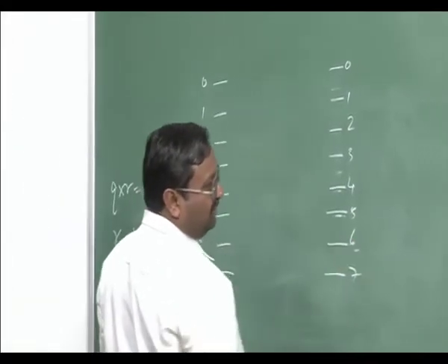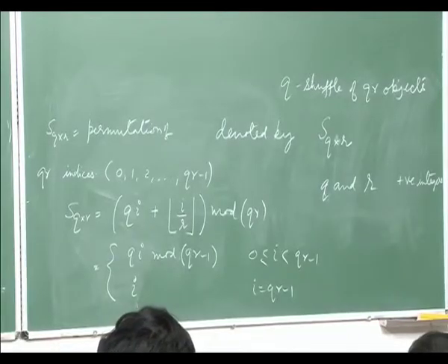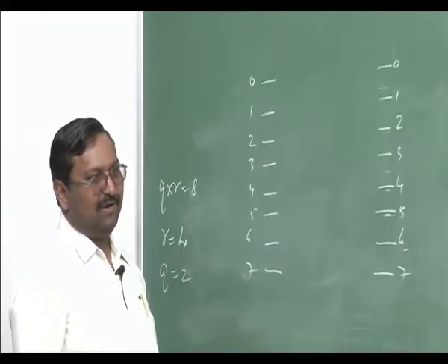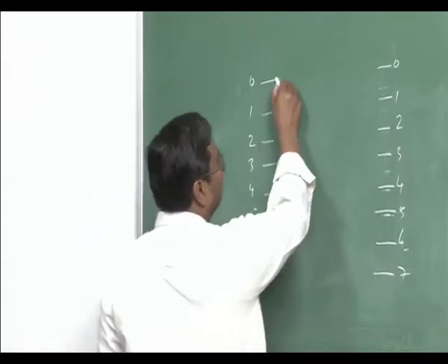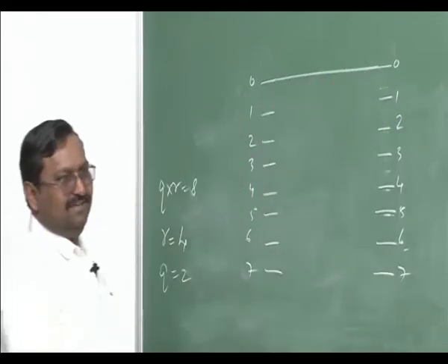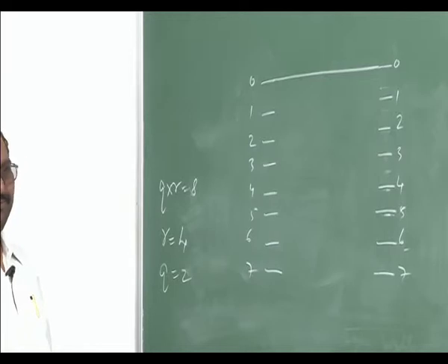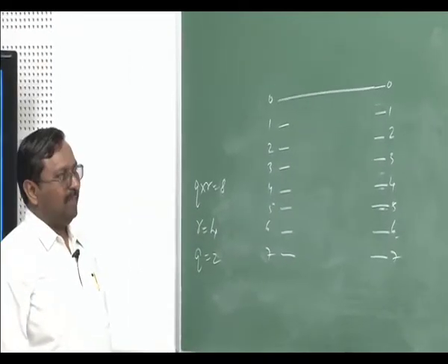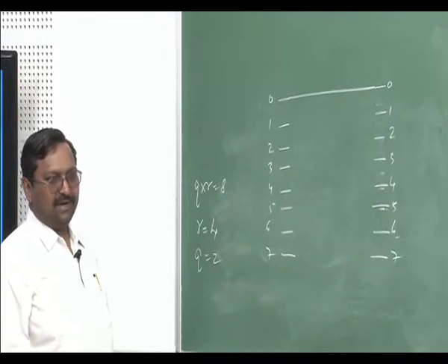So, 0 into 2 is 0, 0 by R is 0. So, the highest integer lower than or equal to 0 is 0 actually, and modulo QR it will give 0, so 0 has to be connected to 0. When it is 1, 1 into Q, Q is 2 here, you will get 2, and 1 divided by R, R is 4 actually, remember.